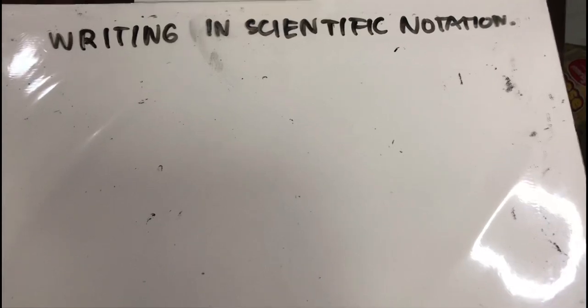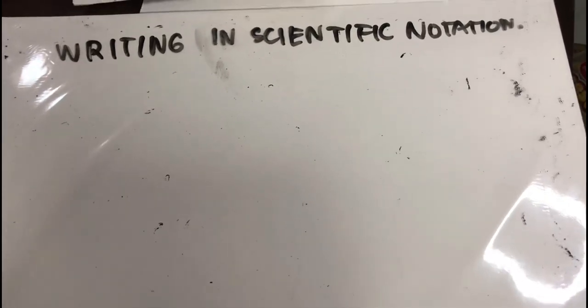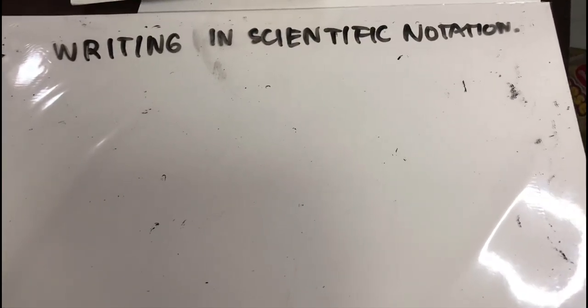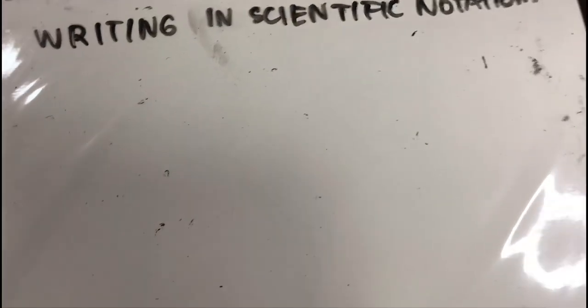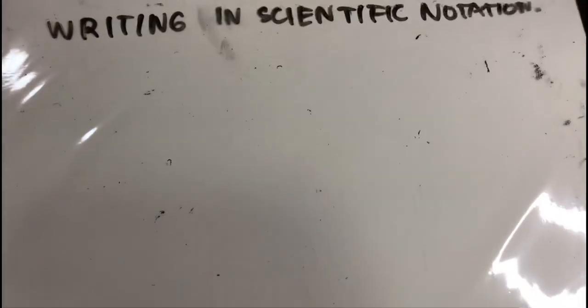Next, we'll be writing in scientific notation. Scientific notation is a shorthand way of writing numbers using powers of 10. So let us have the writing.